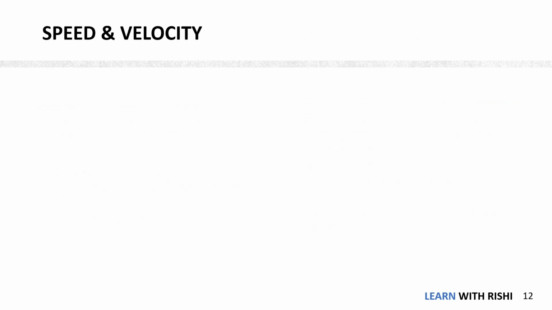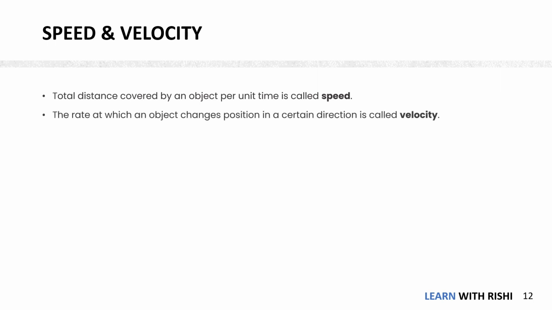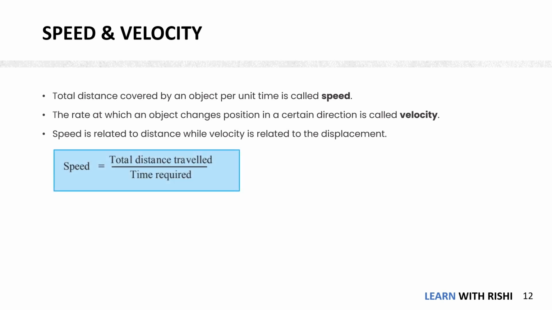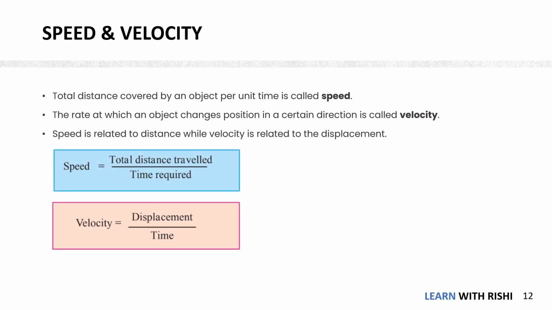A discussion on the subtopic, that is speed and velocity. The distance covered by an object per unit time is called speed. The rate at which an object changes position in a certain direction is called velocity. So whenever direction comes in, it will be velocity, because speed is a scalar quantity, velocity is a vector quantity. When we talk about speed, it is related to distance traveled by the object. When we talk about velocity, it is related to displacement of the object. So the formula goes here: speed is total distance upon time required, velocity is displacement upon time required.